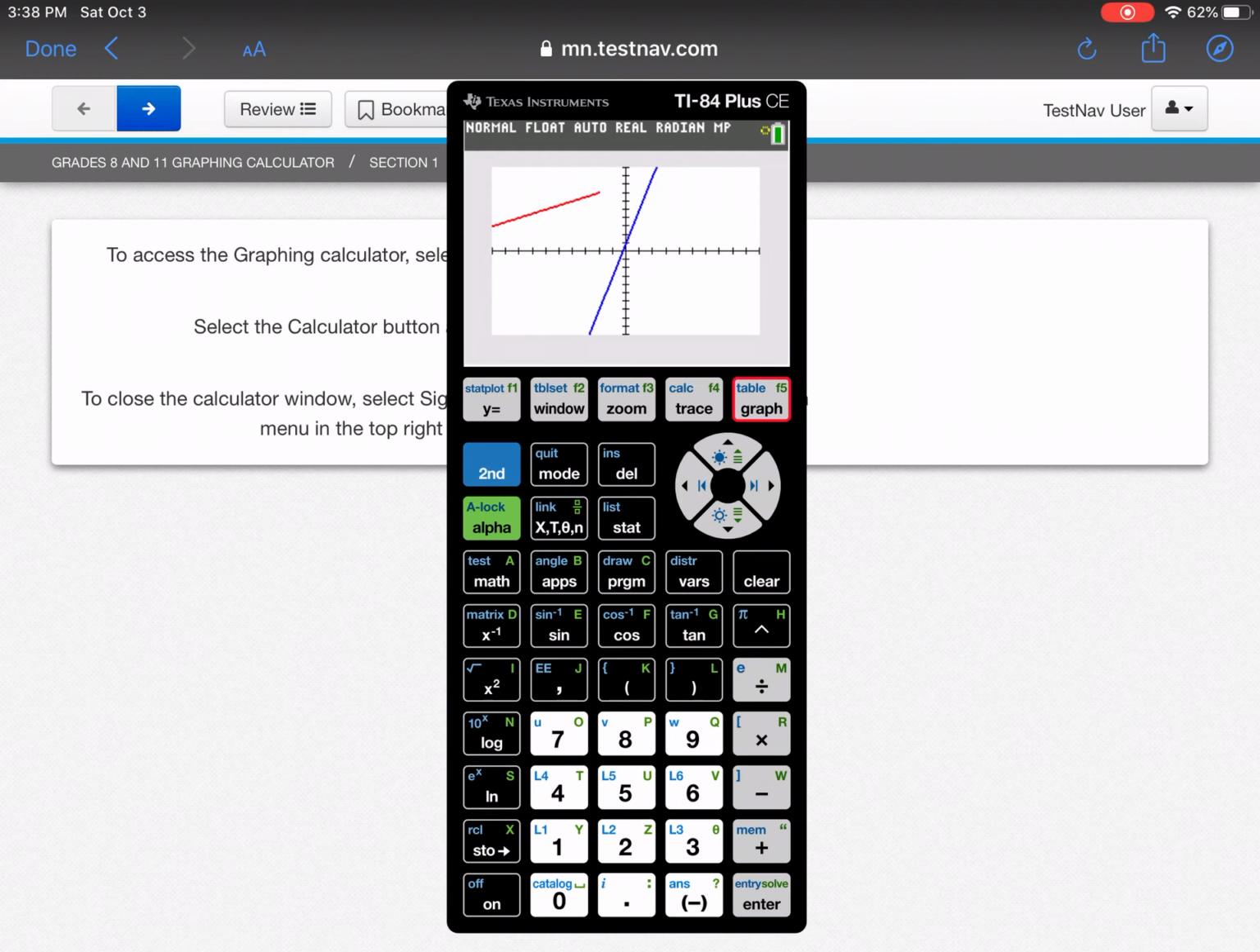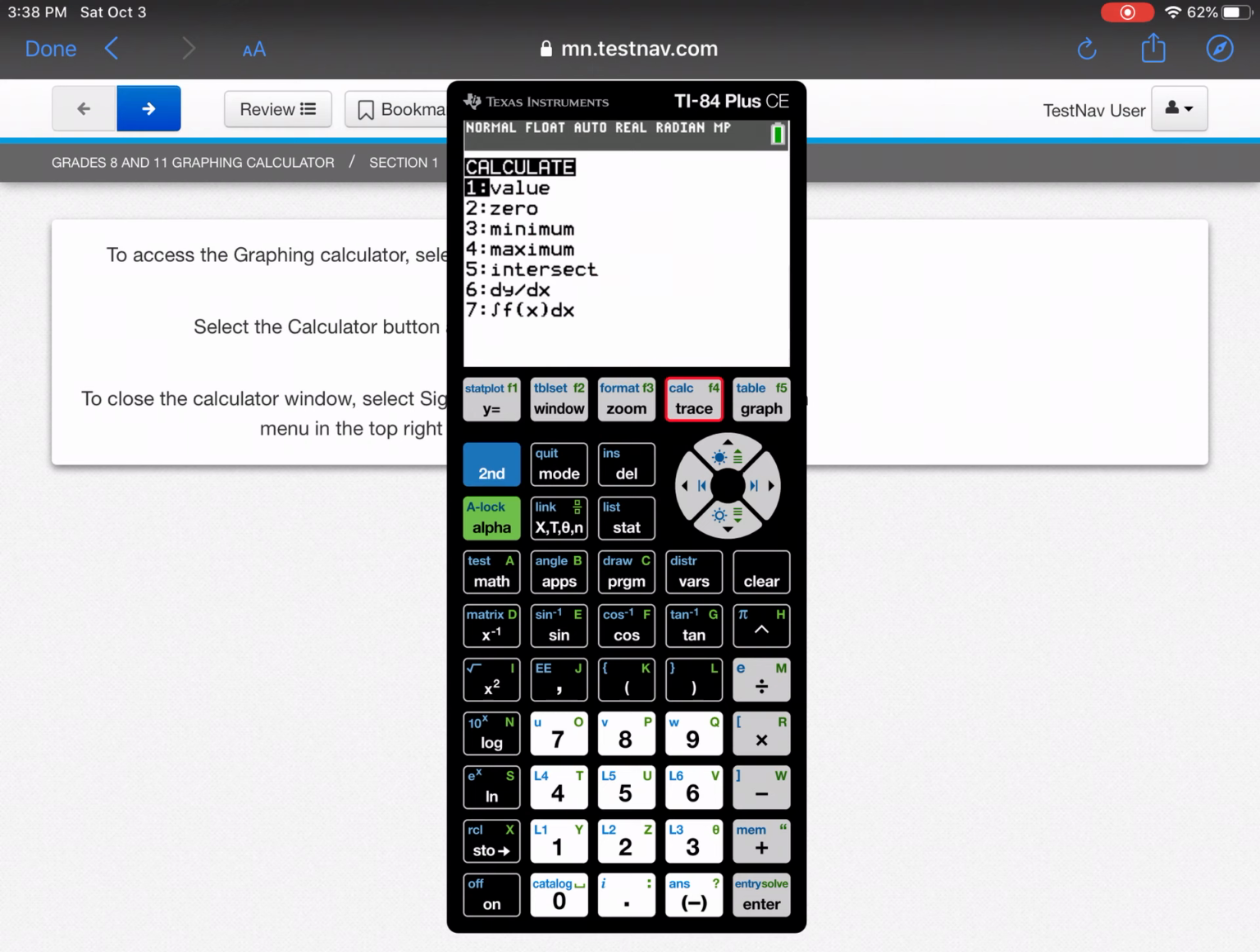All right, and now at this point, you should be able to see about where that intersection is. To me, it looks like maybe 2.8 or 2.9, somewhere in that neighborhood. But we want that to be precise. Right above the trace, you can see in blue it says calc. We want to find that exact calculation of where they intersect. So you're going to need that second blue button there, and then press trace for calculate.